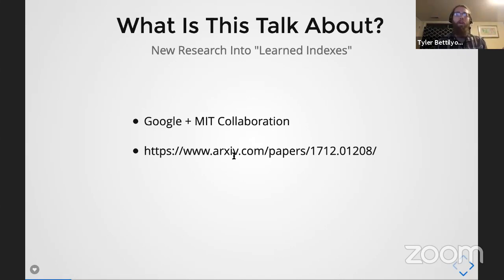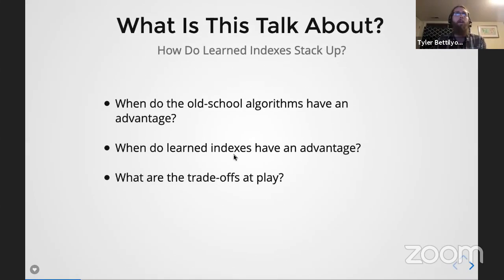But it's an exciting paper, and we'll talk about what kind of preliminary research they've done into applying machine learning to solve the problems that classical indexing structures have previously solved. And then finally, we'll look at some of the benchmarks that they ran, compare the trade-offs of these learned indexes, and look towards the future.